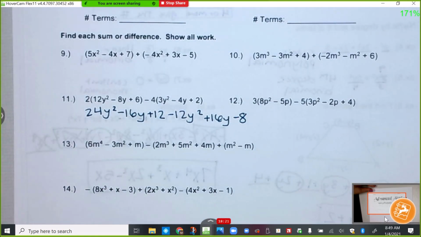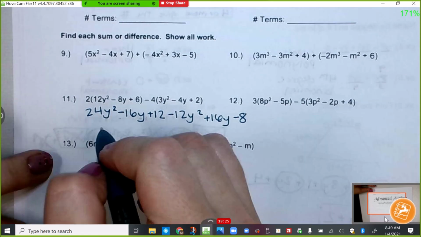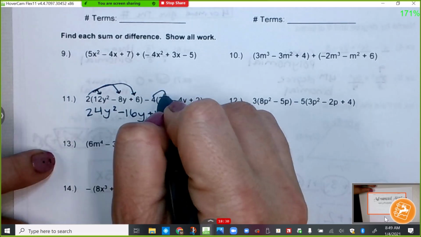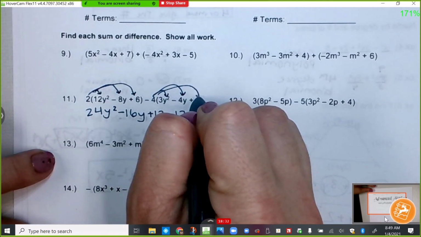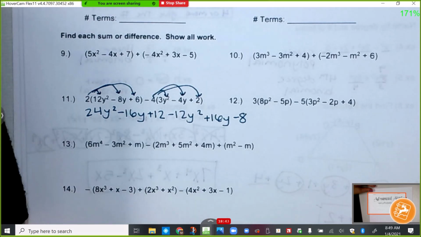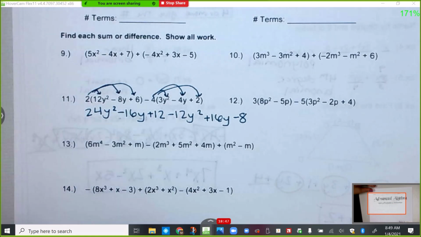You have to distribute. So I distributed this 2 and the negative 4. That's how I got all those numbers. Okay? So this is what you're doing. If you have questions, what should you do? Ask. Okay? Ready, set, go. You will not have class time on this tomorrow, just so you know.